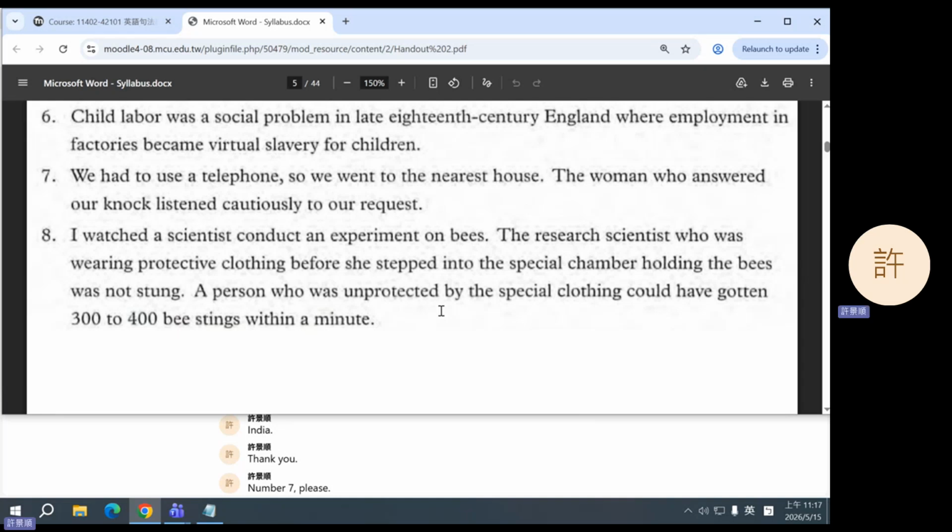Number 7, please. Do we need commas? No? Okay. Good. We don't. The woman, we don't know which woman. We need that middle part to tell us which woman. So we don't add commas. Good.